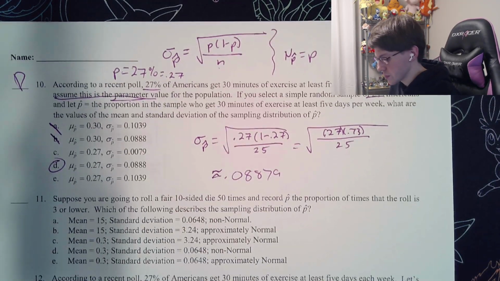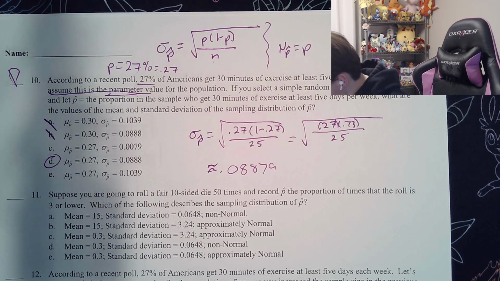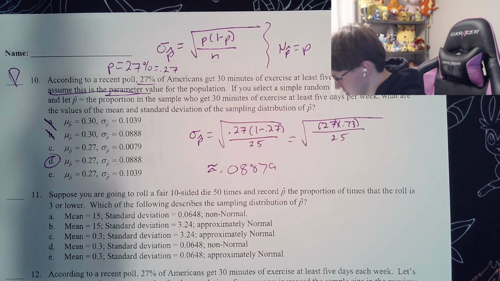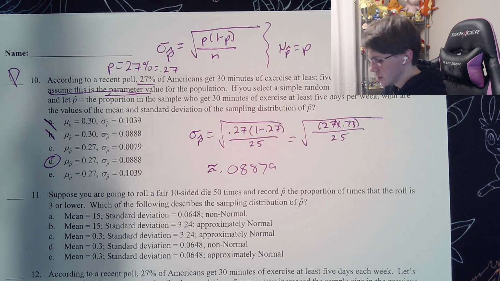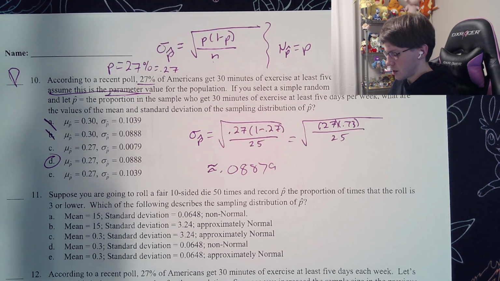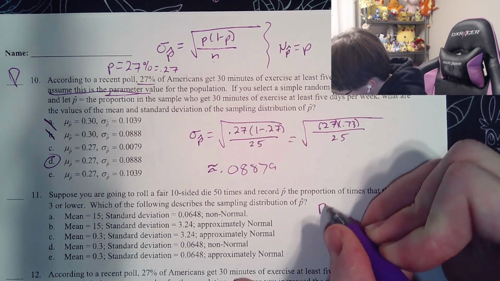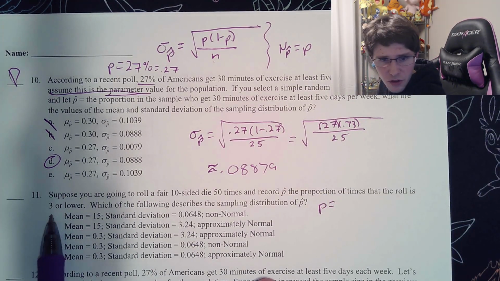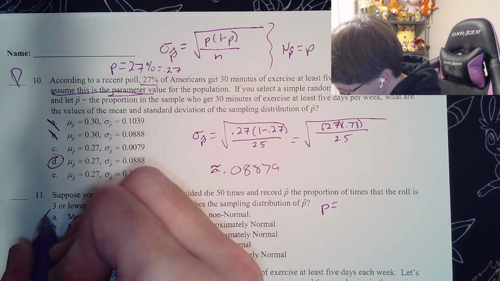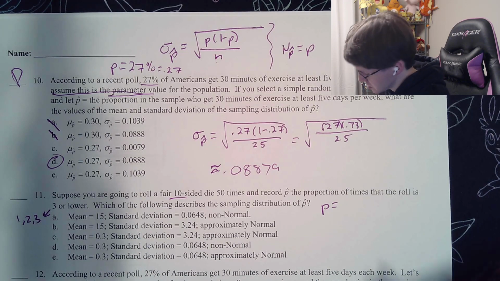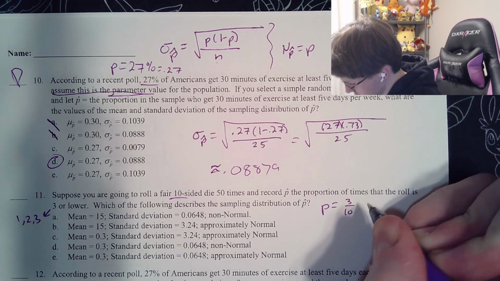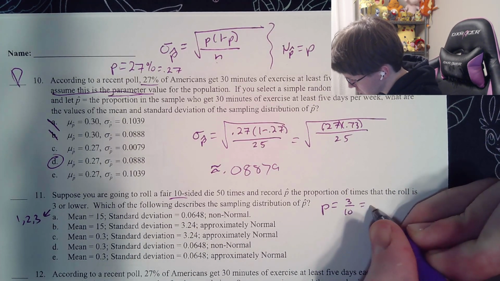Boom, boom, boom. Number 11: suppose you are going to roll a fair 10-sided die 50 times and record p-hat, the proportion of the time the roll is 3 or lower. So what proportion of the time is it 3 or lower? Well, the chance of it being 3 or lower, just our regular old probability, is that it has to be a 1, a 2, or a 3, and it's a 10-sided die. So our probability is going to be 3 over 10.